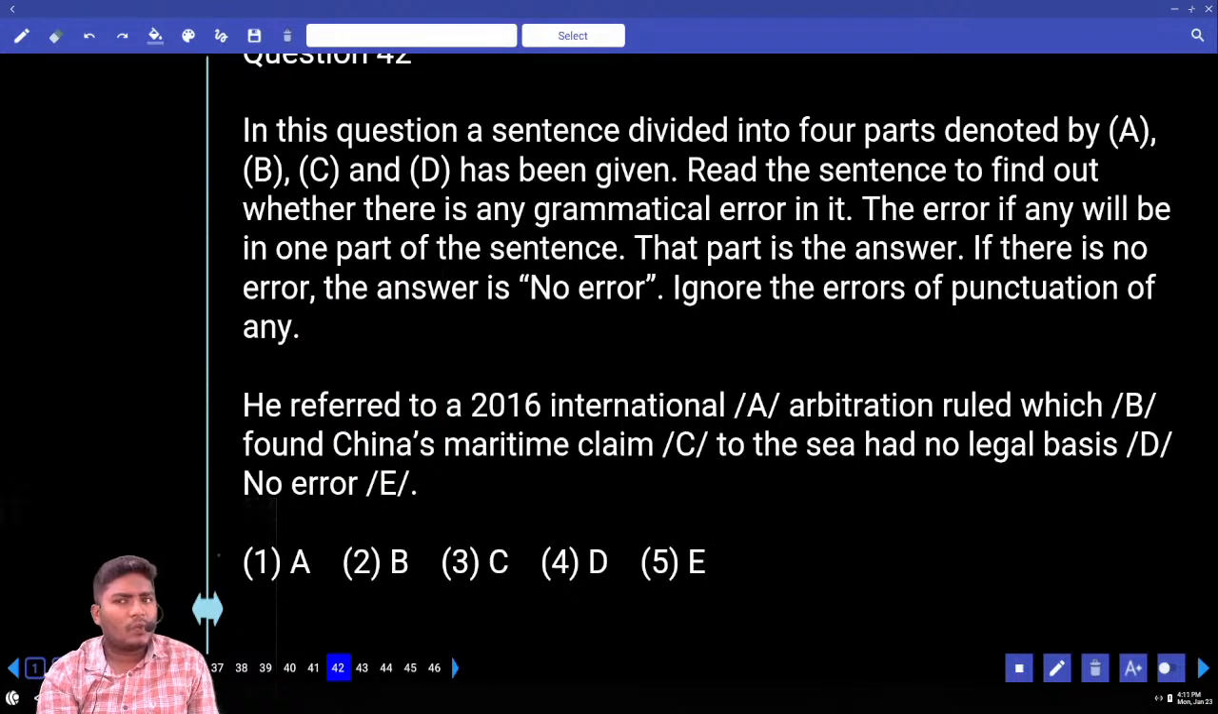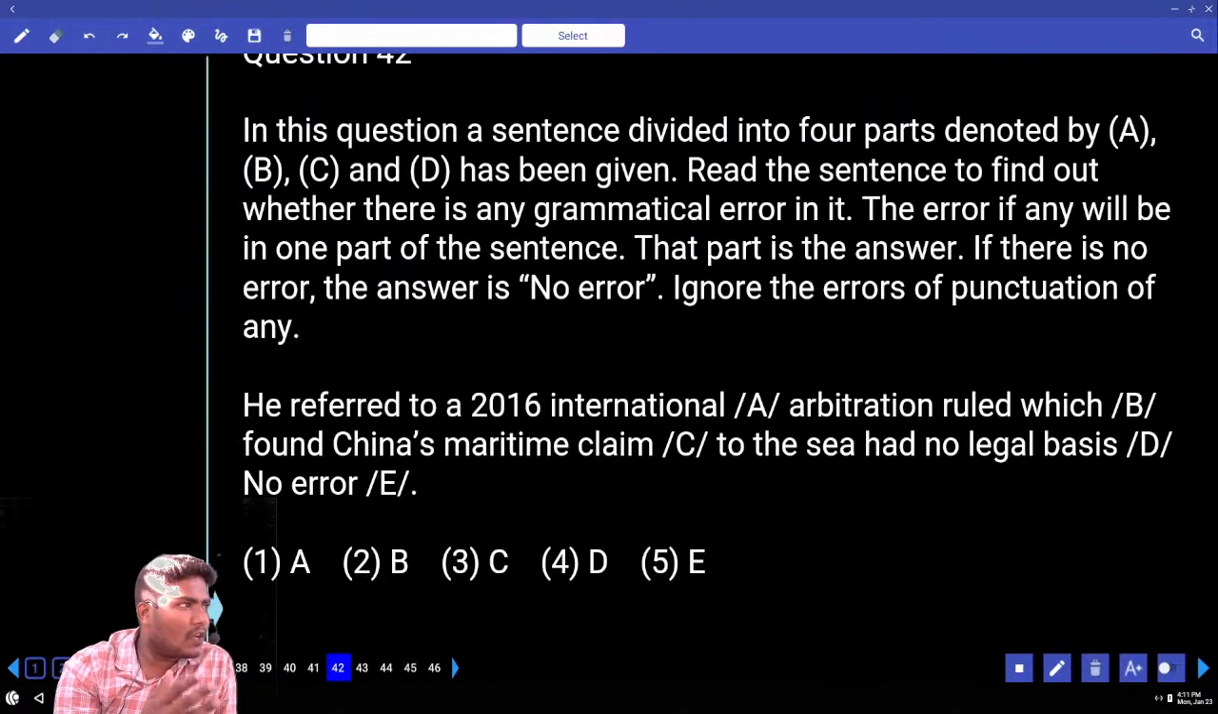What do you mean by refer to? Point something, show something, see something. Whenever you don't find the answer, you refer to. Whenever you don't find the meaning of any word, you refer to a dictionary. That is refer to. He referred to something. He referred to what? He referred to A. A is followed by.